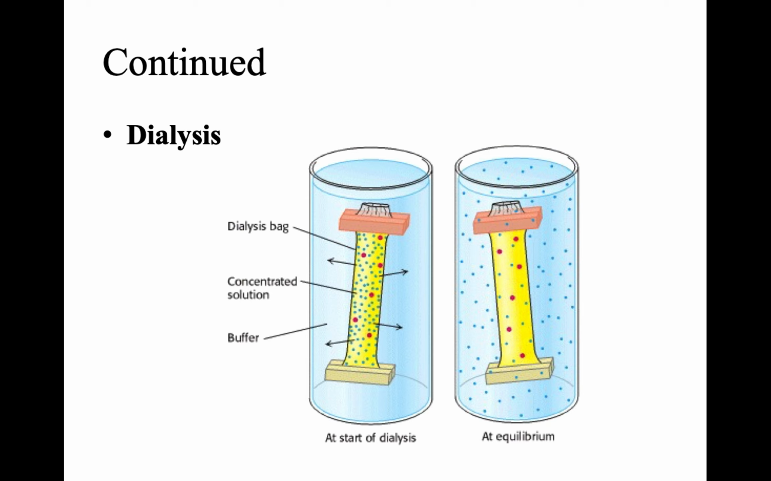The dialysis bag is a semi-permeable membrane, which allows only the transport of small ions or molecules, not the proteins. Inside the bag there is a high salt concentration, and these salt molecules start moving out of the dialysis bag and enter the buffer. This transport of ions from the dialysis bag into the buffer takes place until equilibrium is reached. Once equilibrium is reached, the transport of ions across the semi-permeable membrane from the dialysis bag into the buffer stops.